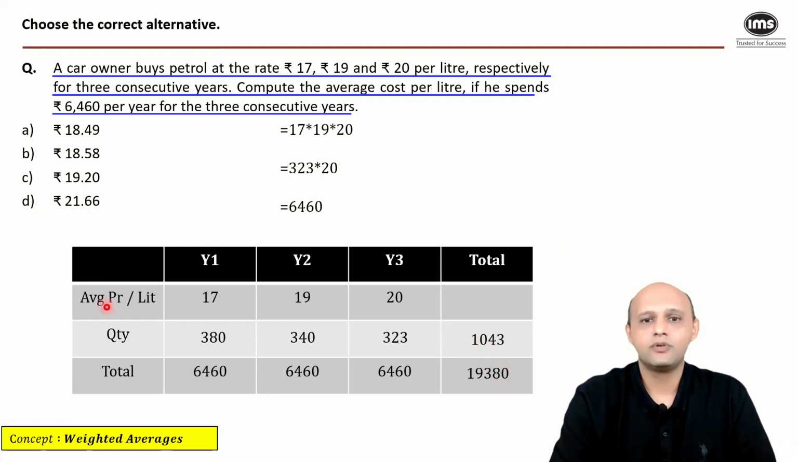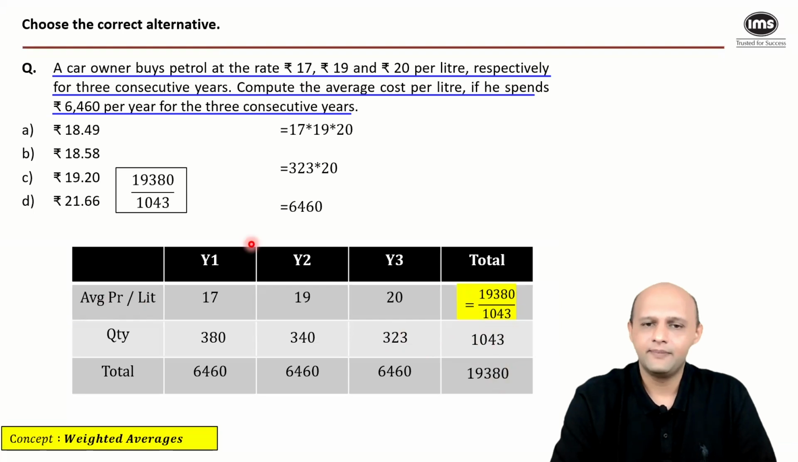So what's the average going to look like? The average would be 19,380 divided by 1043. Okay. So I hope this part of the computation and the calculation is clear. Now we need to just think a step ahead and avoid calculating, finding the answer exactly, at least as far as these two calculations are concerned, because this is 19 and this is 21.